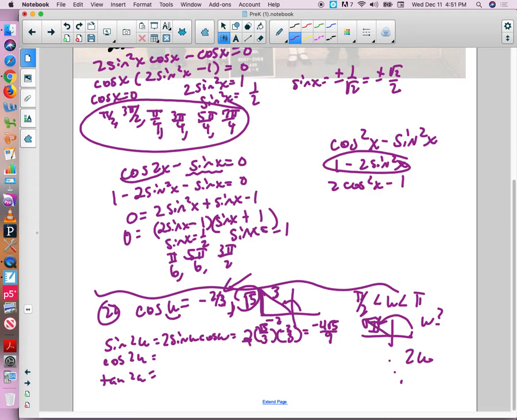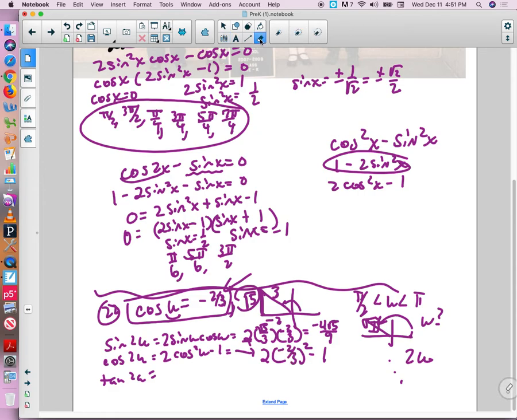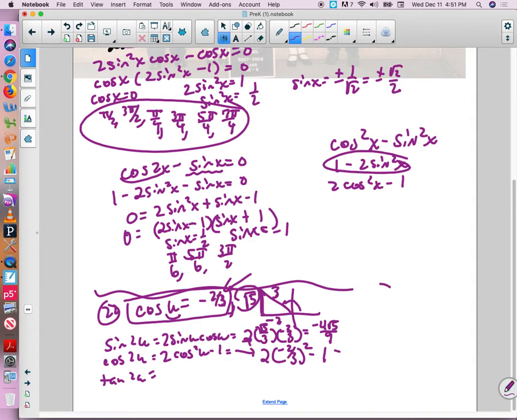All right, cosine 2u. I can use any of the three, but since they gave me this word, I'm going to use 2 cosine squared u minus 1. So I'm going to say 2 cosine squared u minus 1. I'll put in -2/3. And that gives me 2 times 4/9 minus 1, which is 8/9 minus 1, which is -1/9. So that would be cosine 2u.